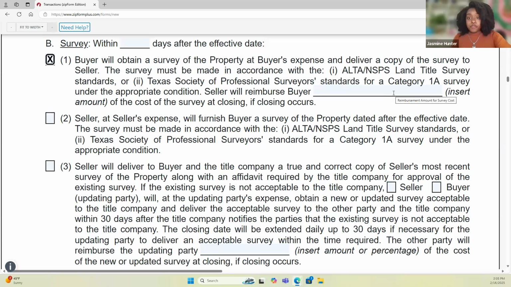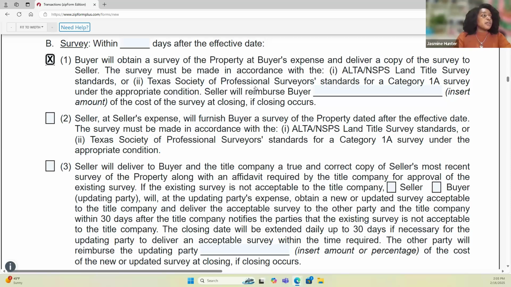You're going to pay for it up front, Mr. Seller. And then at closing, I will refund you, in good faith, but if you end up closing with somebody else, I'm not fronting the money for your stuff. It's the same thing here. The seller is saying, I'm not fronting the money for this survey because I don't even want the survey. I'm selling it. But if you're going to buy it, you pay for it. I will reimburse you at closing.